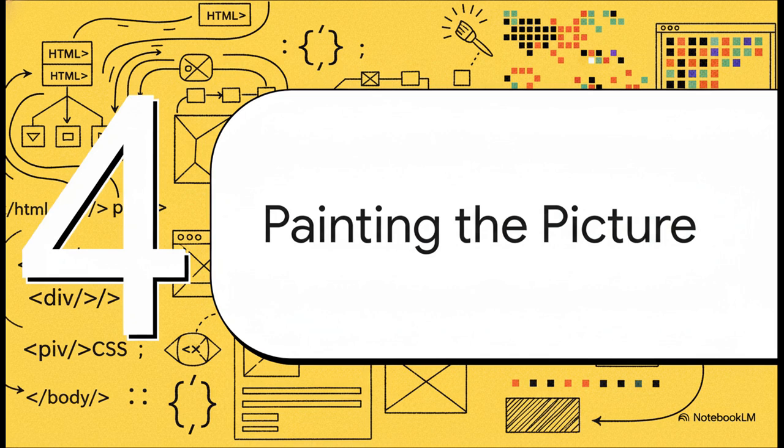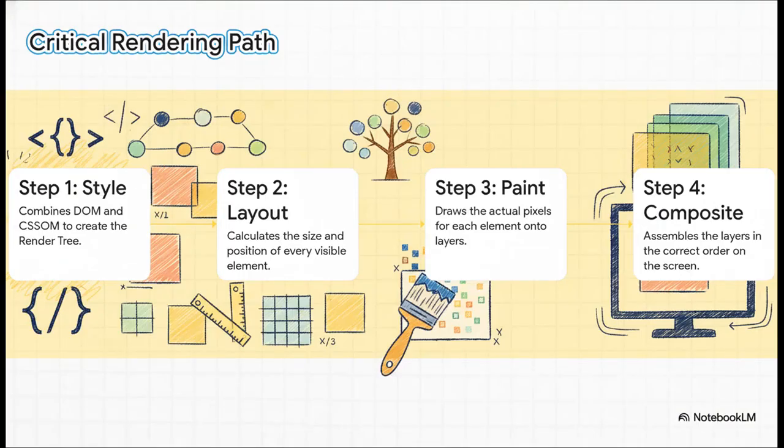So we've got our two blueprints, the DOM for our content and the CSSOM for our styles. Now it's finally time to put them together and actually draw something on the screen. This whole stage is known as the critical rendering path. This process unfolds in 4 key steps.